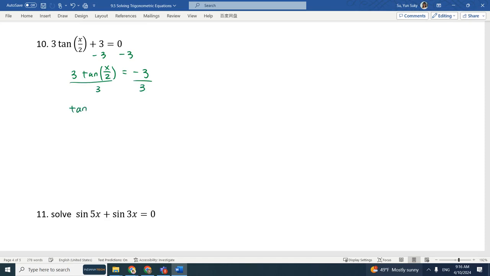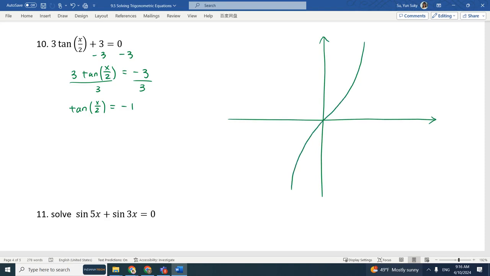Okay, so we have tangent of x over 2 equals -1. Yes, everybody? We isolate the tangent. We're ready to draw the graph. What is the graph of tangent? Like x cubed. But what's the range? What's the domain? It's from negative pi over 2 to pi over 2.